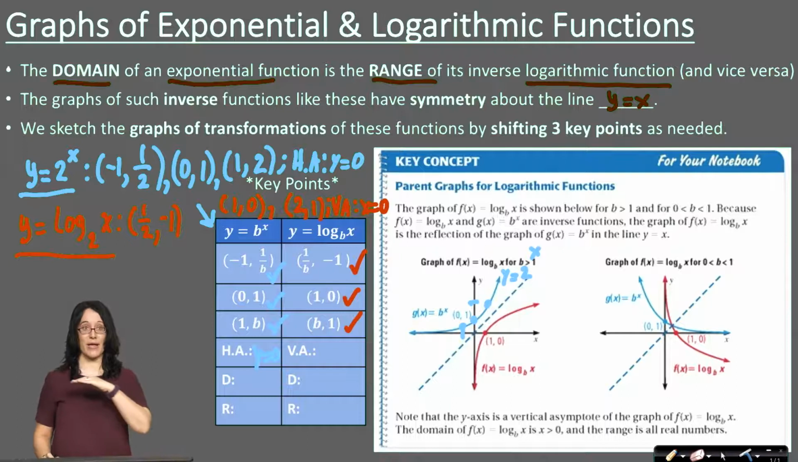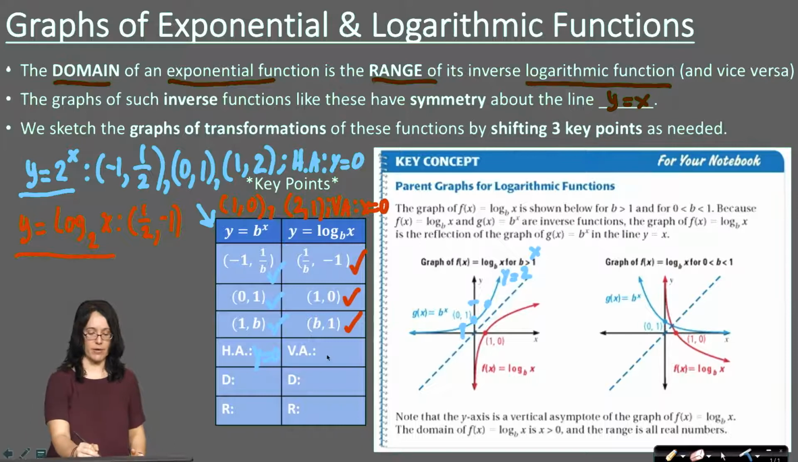So a horizontal line y equals 0 is our asymptote for exponential growth or decay, and the vertical line x equals 0 is our vertical asymptote for the logarithmic function. So that would be what I write here. My vertical asymptote is x equals 0. So let's go to the graph and see where those points might be. We have 1/2, -1, so maybe that's here.